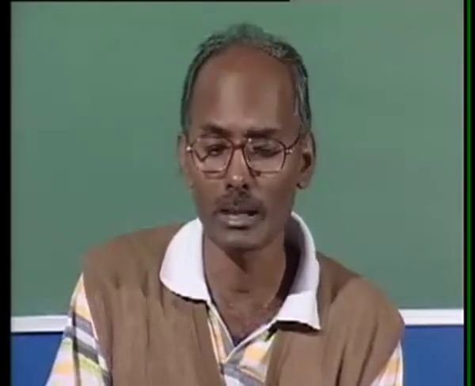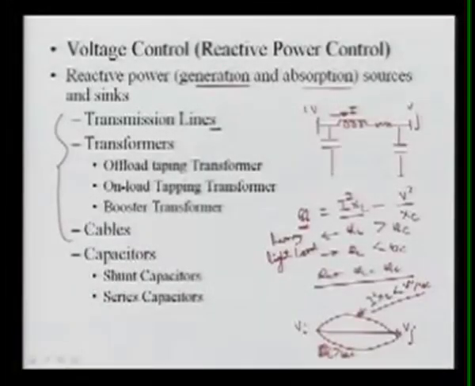For the short transmission line, this value is very small, and it will always be either flat or sagging in nature. We all know that the transmission line can be categorized as a short line, medium line and long line. Especially for medium and long lines, we can have all these types of possibility. So this transmission line can work as a generator or absorb reactive power, meaning it can do both. Now let us see the transformers.